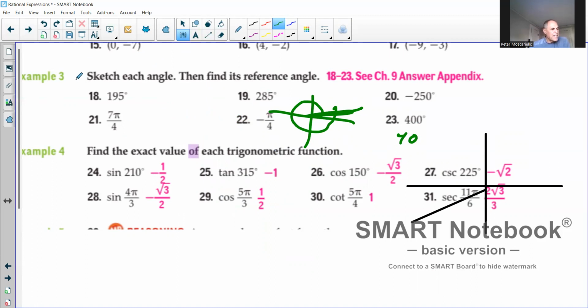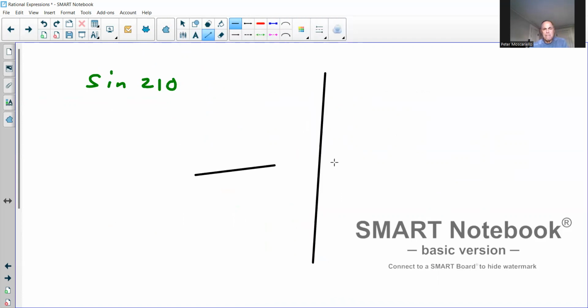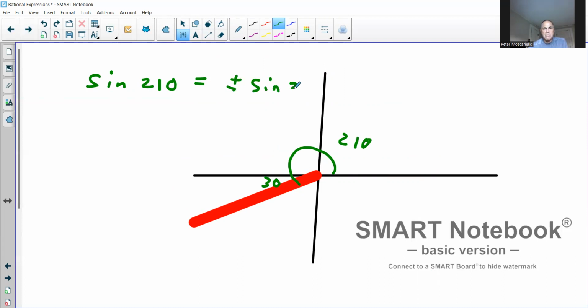All right, find the exact value, 24, 5, 6, 7, sine 210. Okay. Well, this is where all the reference angle stuff comes in. 210 is where? 180 and a little bit more gets to 210. We find the reference angle, it's going to be 30. So sine 210 is plus or minus sine 30. It has the same numerical value.